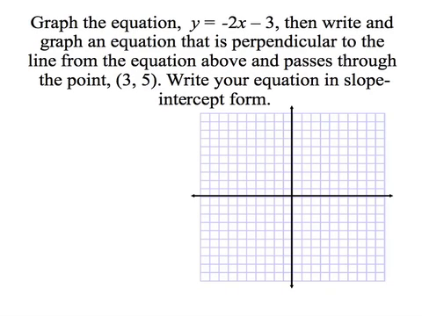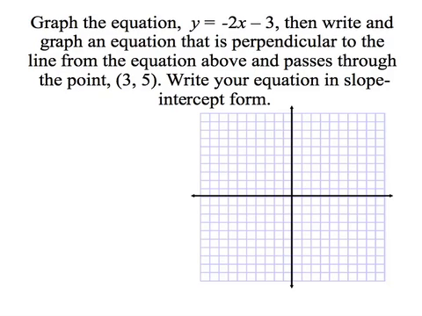And here's a very specific problem, and this one's quite a bit more complicated than the first two. We need to graph an equation, y equals negative 2x minus 3. Then we're supposed to write and graph an equation that is perpendicular to the line from the first equation and passes through the point (3, 5). And then we have to write our equation in slope-intercept form. Well, let's start at the beginning.